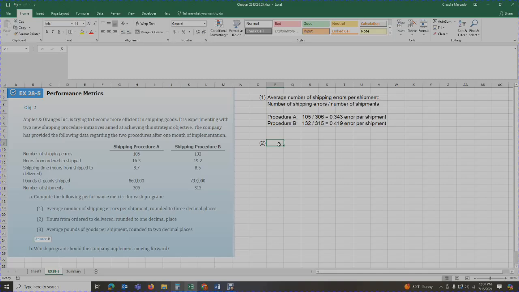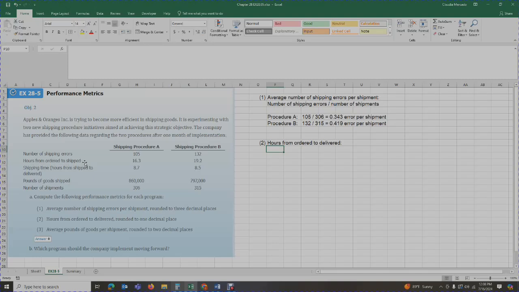How long does it take from the time the customer places its order to the time it's delivered? And this one we're rounding to 1 decimal place. Hours from ordered to delivered. Now, to calculate the hours from ordered to delivered, they give us 2 pieces of information. They give you the hours from ordered to shipped.